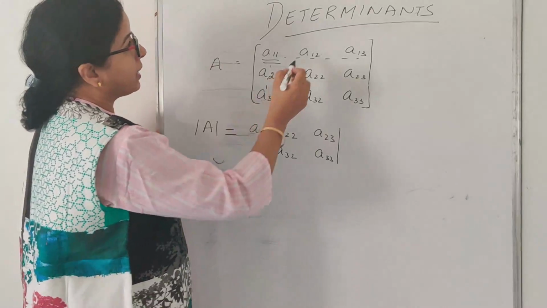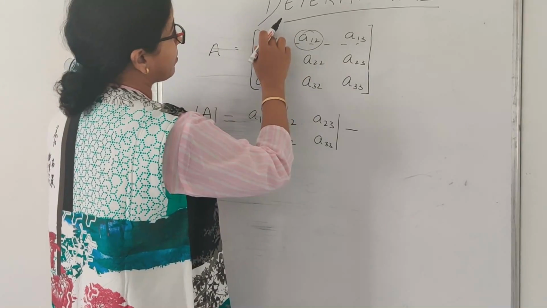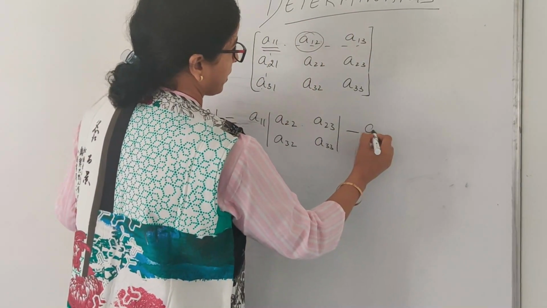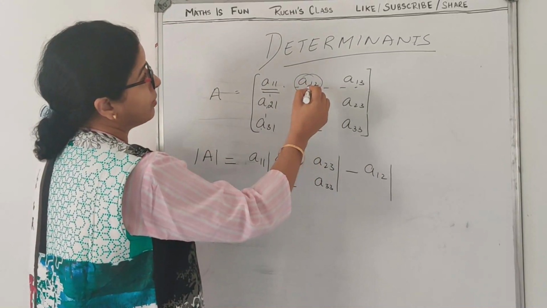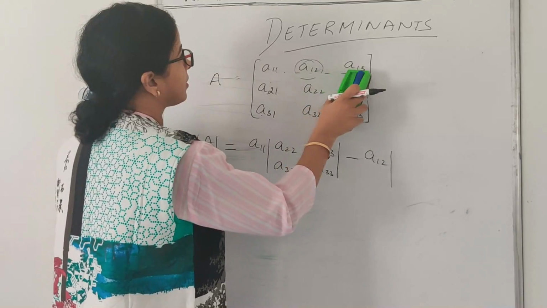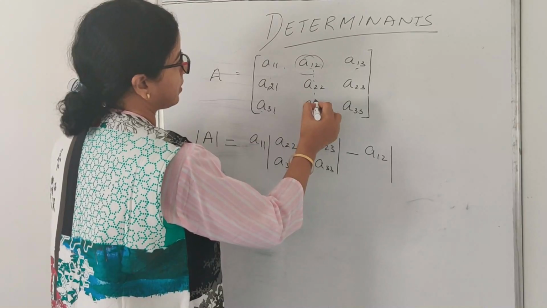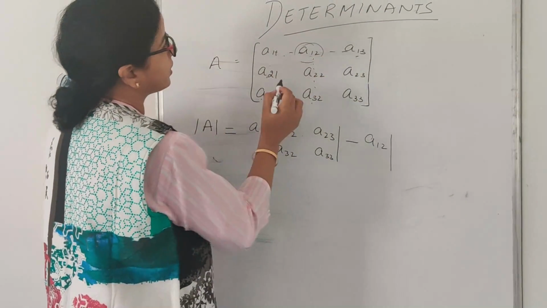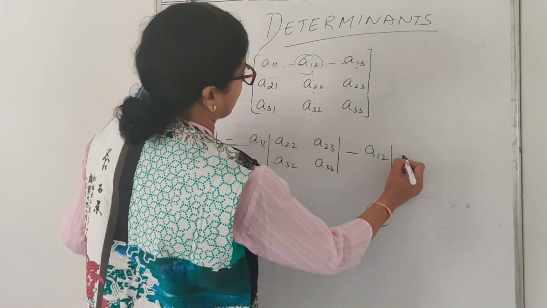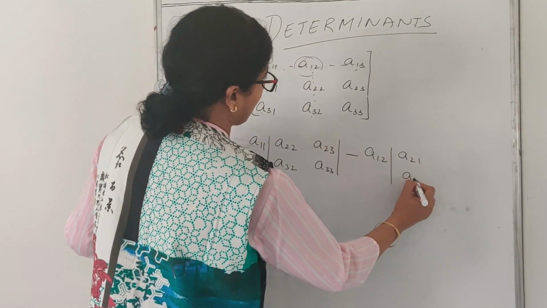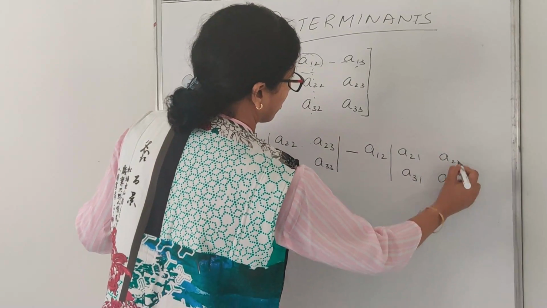Right? Now I'll take the second element. Minus, with minus sign. We are starting plus, minus, plus. A12. Now the element associated with this row and column I'll leave. Now take this. This row and column I'll leave, which is the intersection of this point, and I am left with A21, A31, A23, A33.